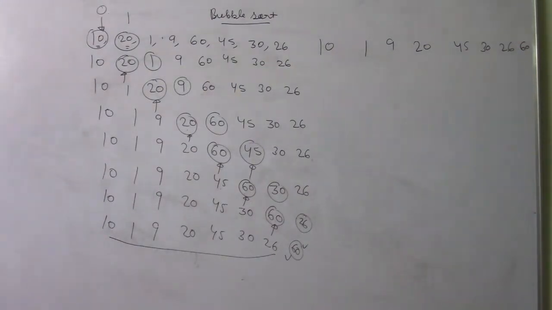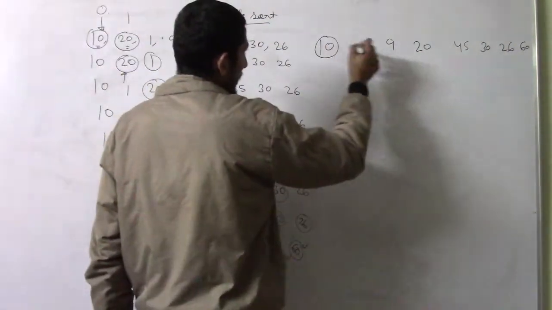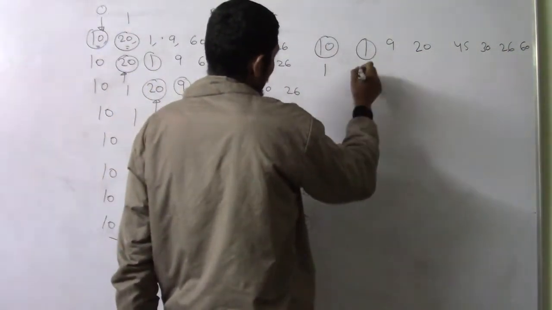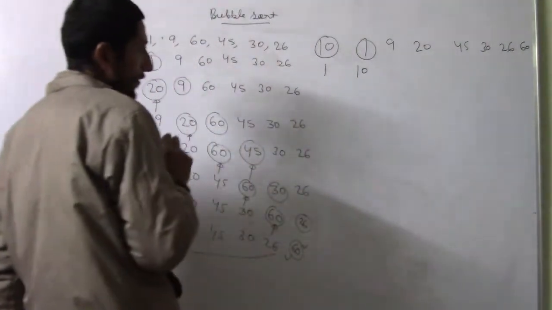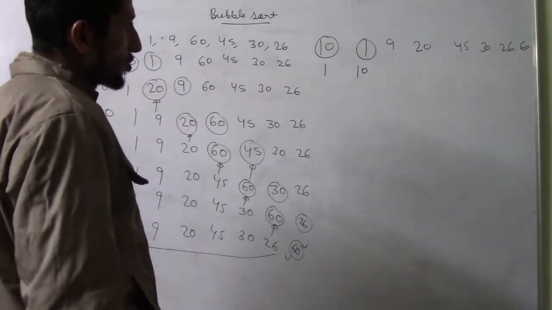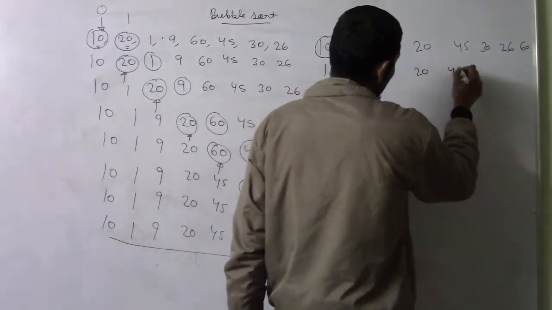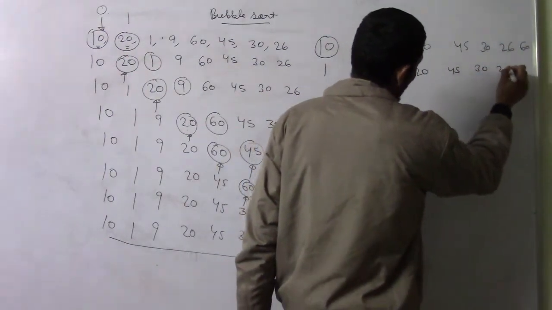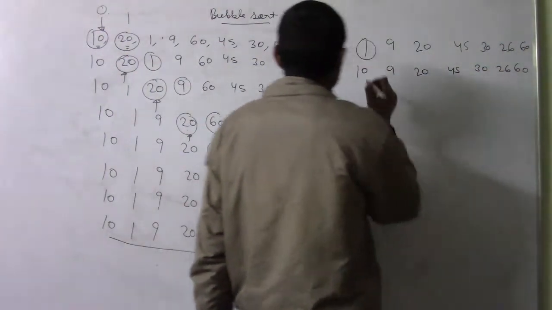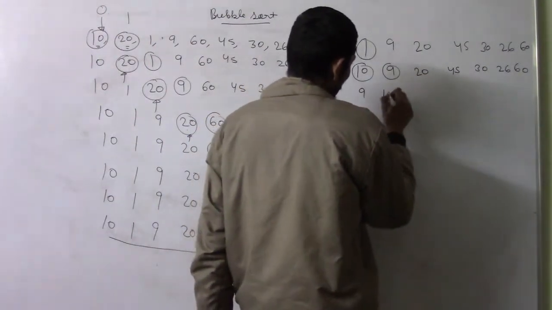So what is going to happen? I am again going to repeat the process. How can I repeat the process? The value of ptr becomes 0, and I will compare these two. The moment I have got the left side value smaller, right side value greater, so I will perform swapping. Okay, then I will keep all values as they are. Are you following this? Then what will happen? I will compare 10 with 9. Again 10 is greater, so I am going to perform swapping.